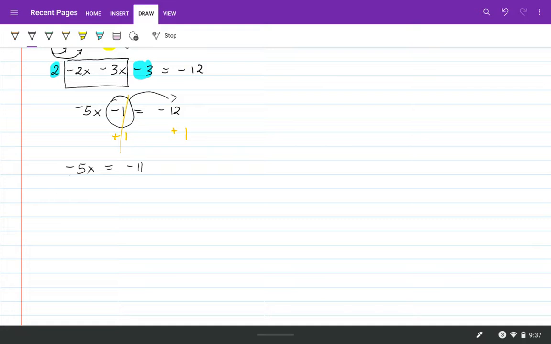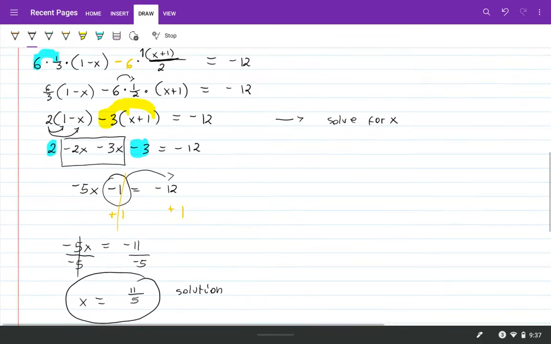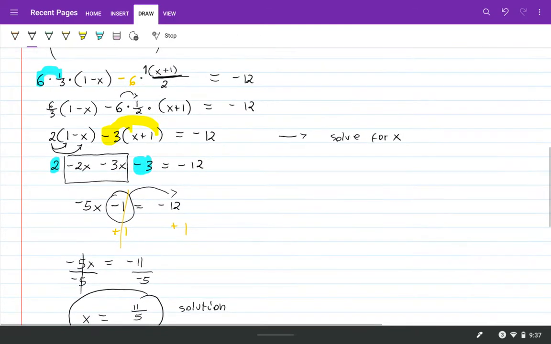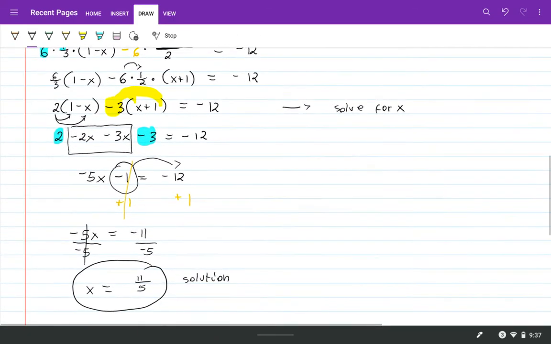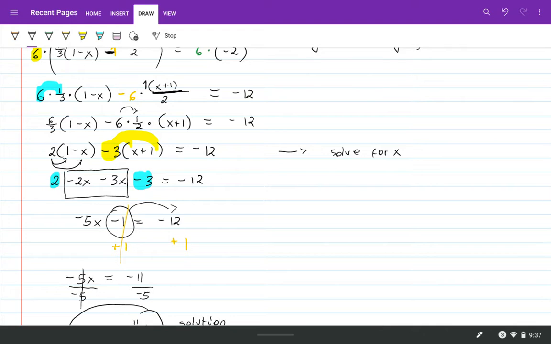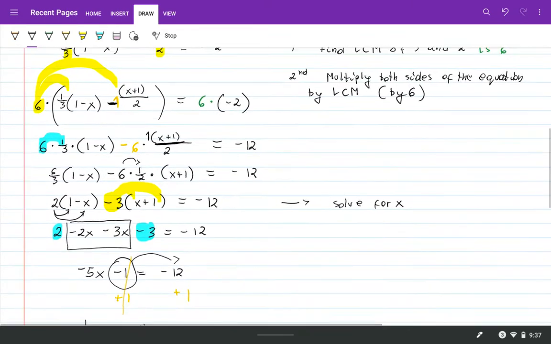Next step, to isolate x, we'll divide both sides by -5. And we end up with x equal 11 over 5. It's a proper fraction, you can leave it that way. This is the solution. Of course, if you're not sure if you solved it correctly, you can go back and replace x with 11 over 5 in our original equation, and you will see that it works.